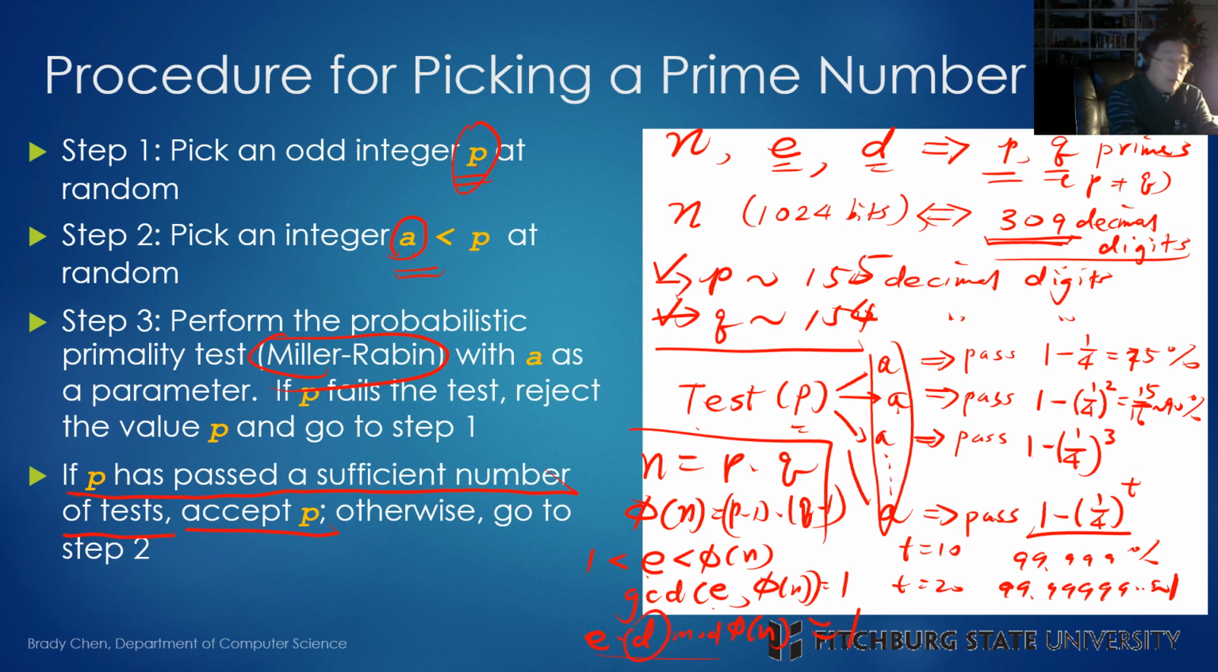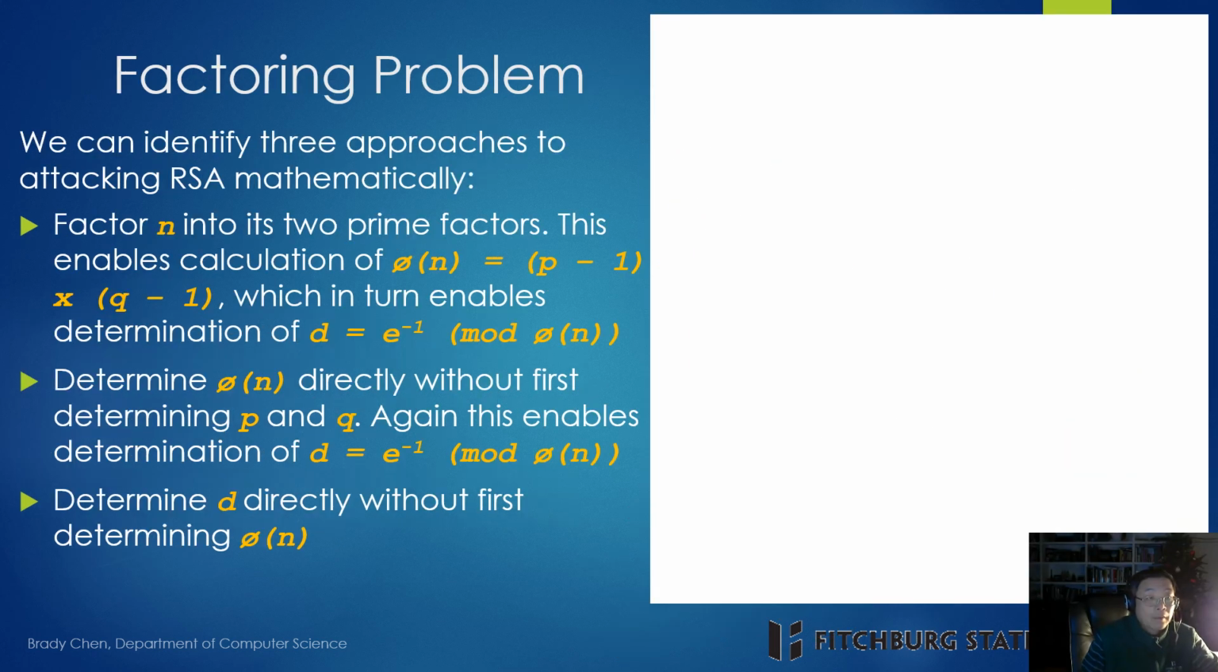Okay, so we just discussed this, right? The key is to find the 2 prime numbers. Now let's talk about the security of RSA. When people try to attack RSA, how can they actually perform the attack? There are probably 2 approaches mathematically to attack RSA.